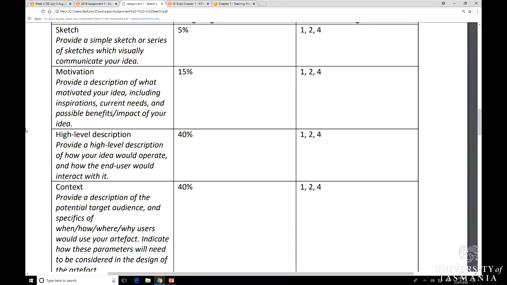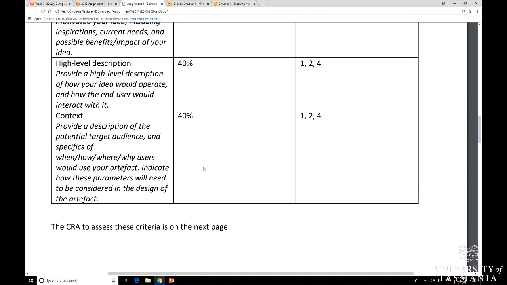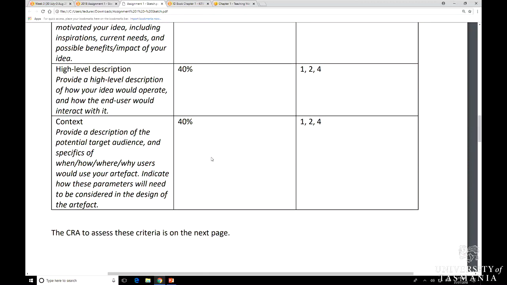Then, a high-level description of how it will operate, and in particular, not just how it will operate. Talking about how it would operate implies a technical description. You're welcome to include a bit of a technical description, but you don't have a lot of space. What we care about is how the end user will interact with your system. And finally, a description of the context in which your artifact will be used, so really referencing the when, how, where, and why users interact with your artifact. That's worth 40% of the assignment, so it's a fair bit.